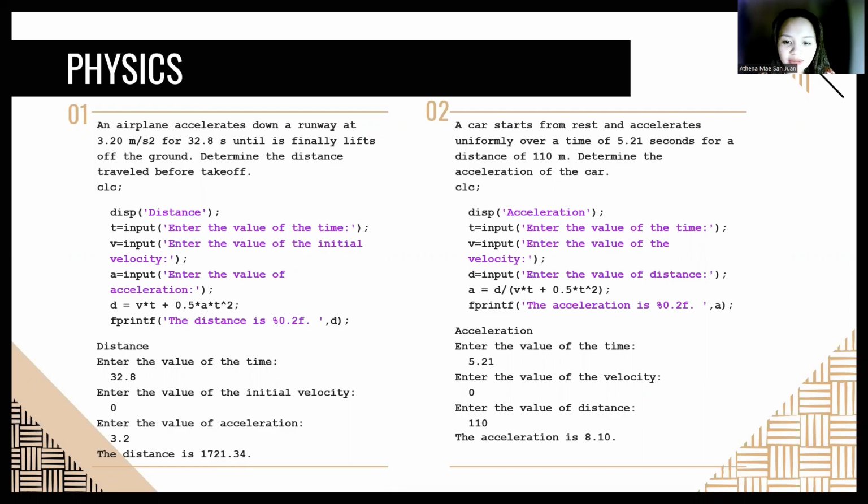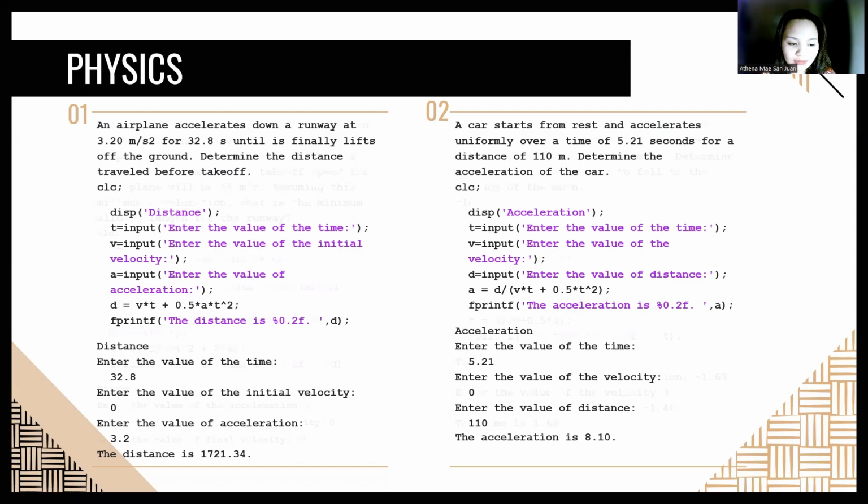Again, this is the code that we enter in MATLAB. So display is acceleration, since that is what we are looking for. Then t is equal to time, v is for velocity, d is for distance, and a is equal to this formula. So after you run the code, the answer for acceleration is 8.10.